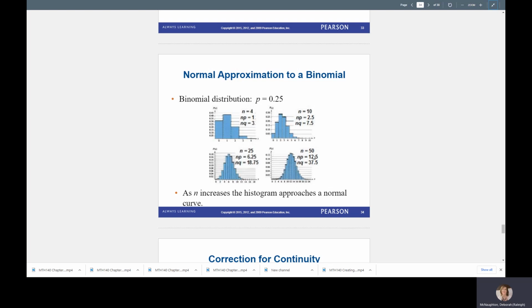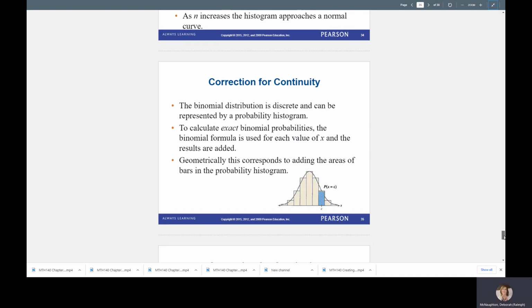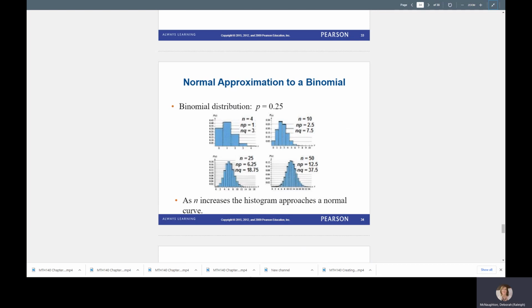As my n gets bigger, it becomes more and more normal. So here np and nq are much greater than 5 than they were here, and now this really looks normal. So the bigger these values become, the more normal this distribution will look. So as n increases, the histogram will approach a normal curve. Okay, I'm not going to do this part because we don't do that. All we're going to do for this is this part.